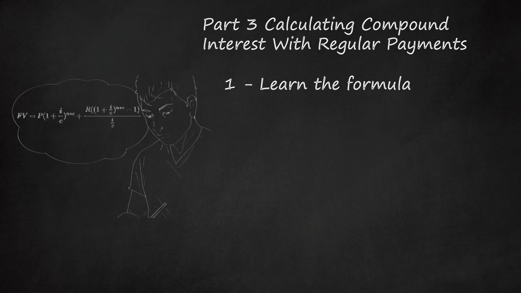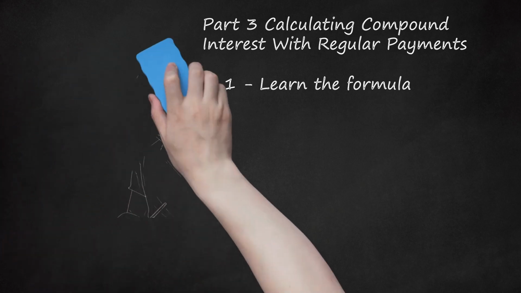The formula is as follows: FV = P(1 + I/C)^(N×C) + R × [(1 + I/C)^(N×C) − 1] / (I/C). The variables within the equation are also the same as the previous equation, with one addition. P is the principal. I is the annual interest rate. C is the compounding frequency and represents how many times the interest is compounded each year. N is the number of years. R is the amount of the monthly contribution.